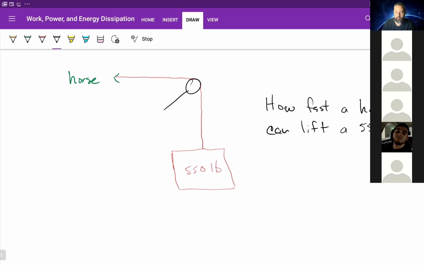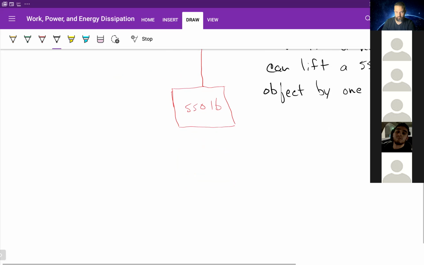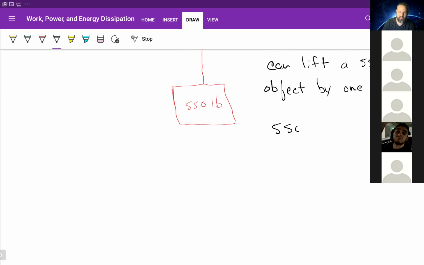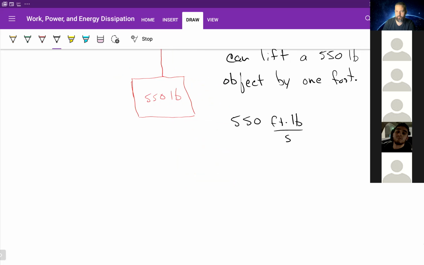A 550-pound object by 1 foot. And he measured that time. And so he found this thing to be, he called this 550 pounds per second, and he called that 1 horsepower. Okay. And so he came up with that. So that's just the simple version of the story.